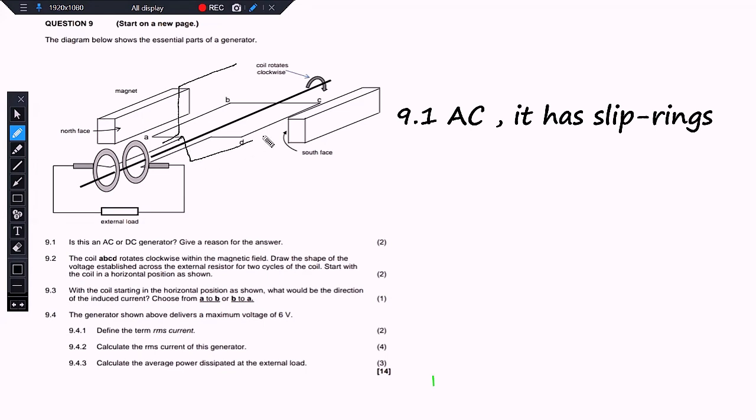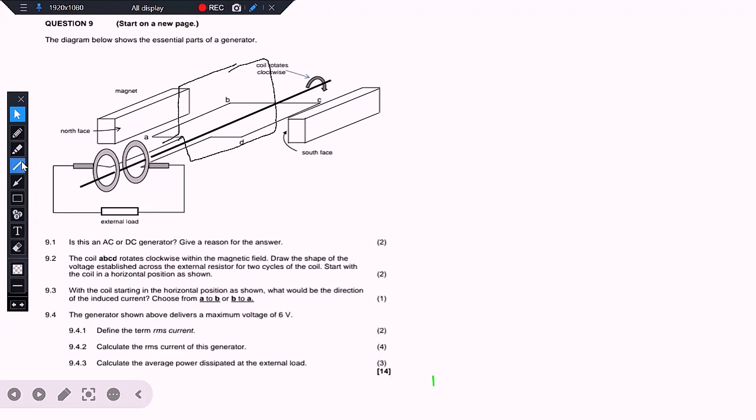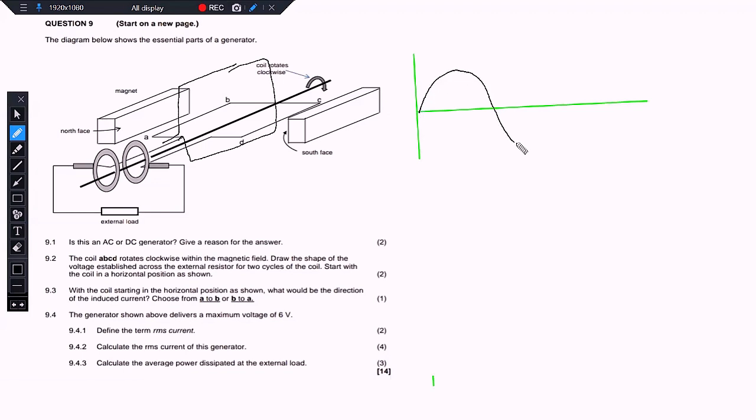But this time around, they want you to start at the horizontal position whereby it has the maximum EMF, right? So the way you draw that one, let me take you through that. Let me again first start by drawing the one that you are used to, which is in vertical position, this one. So the one in vertical position, because it's AC, the 2 cycles would look like this.